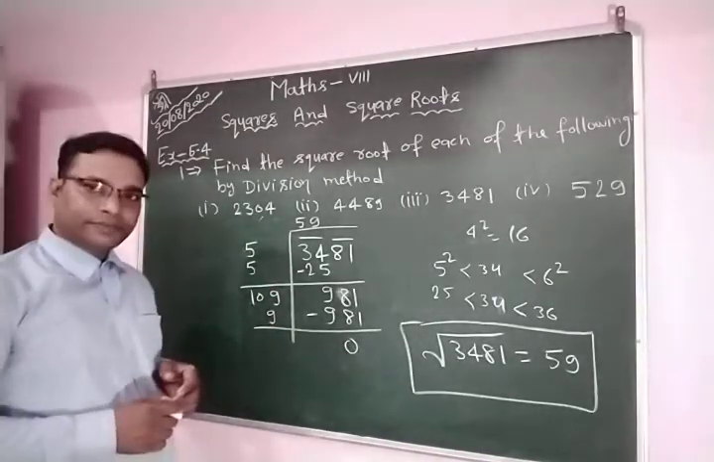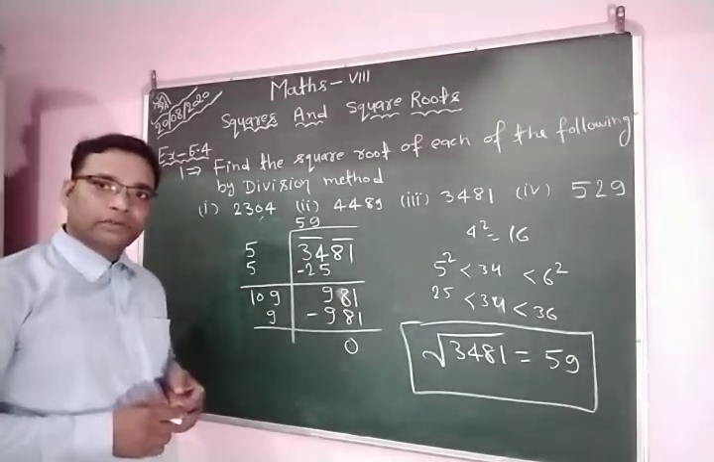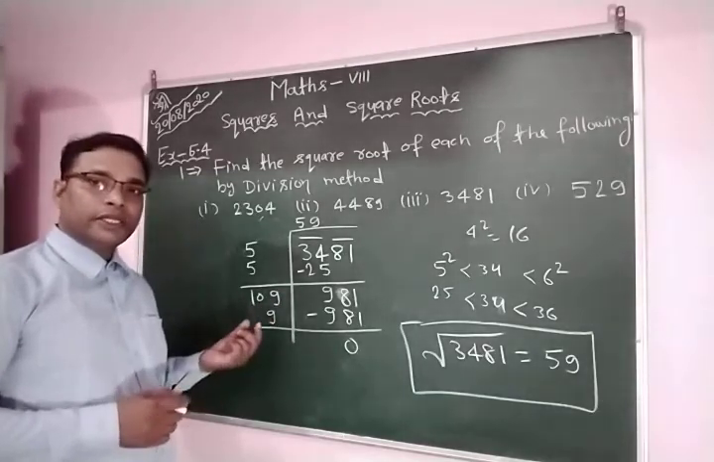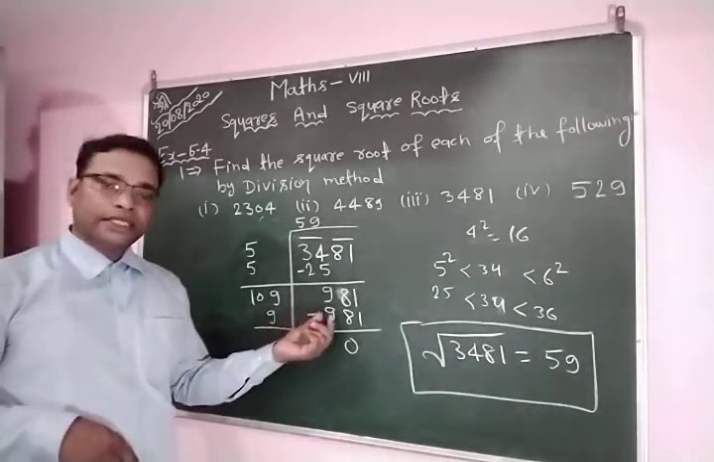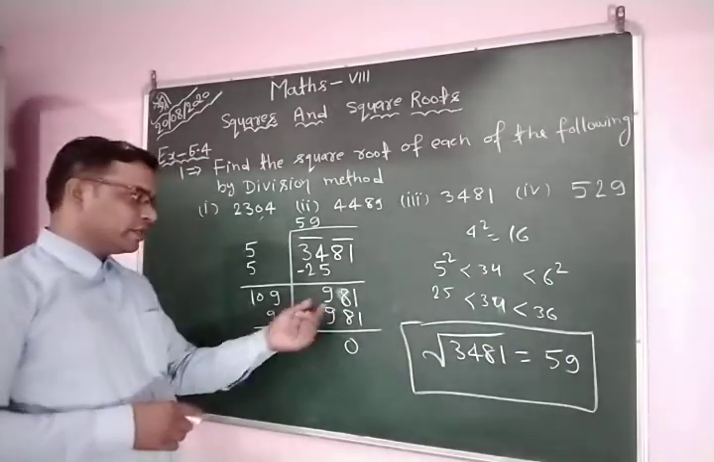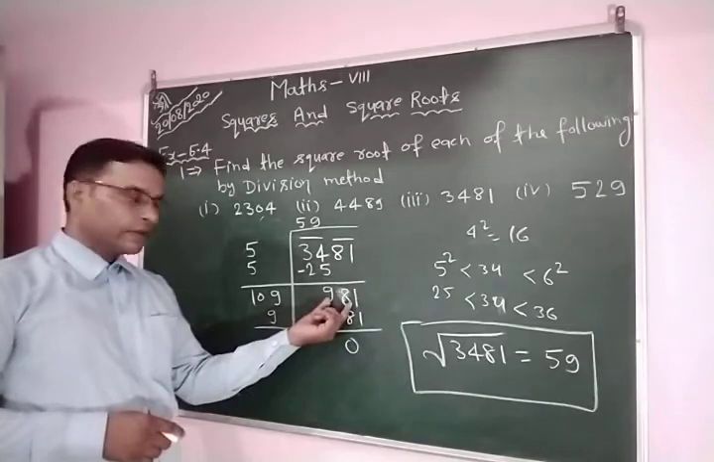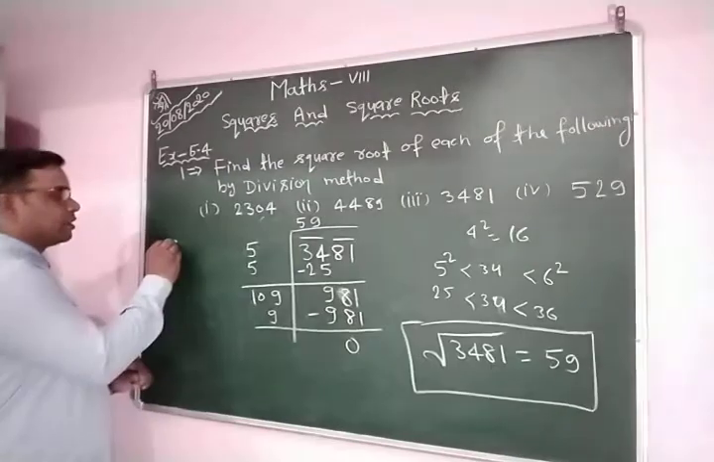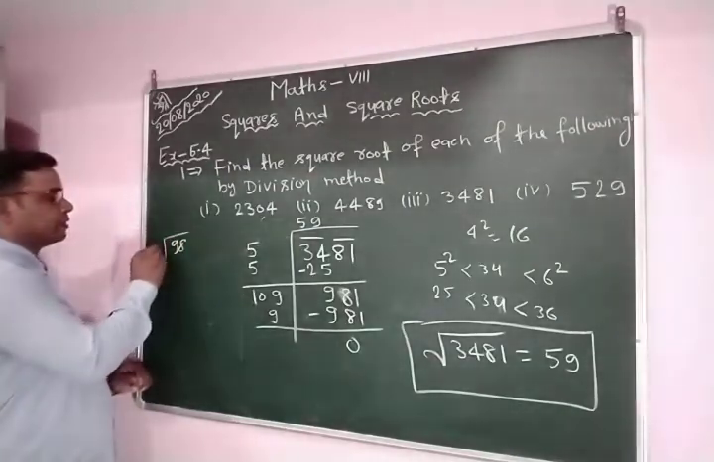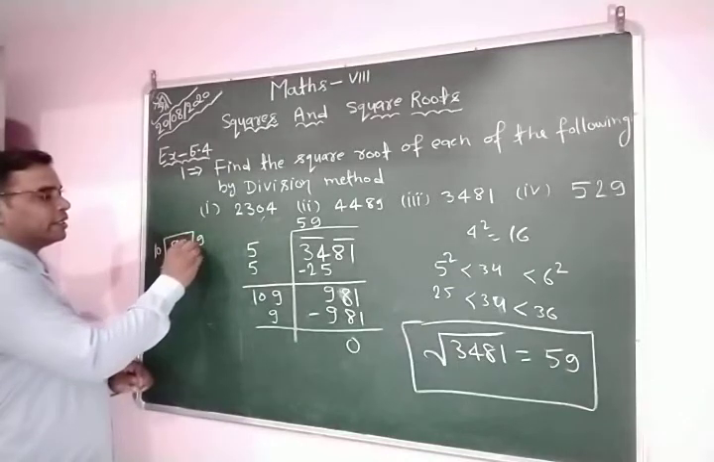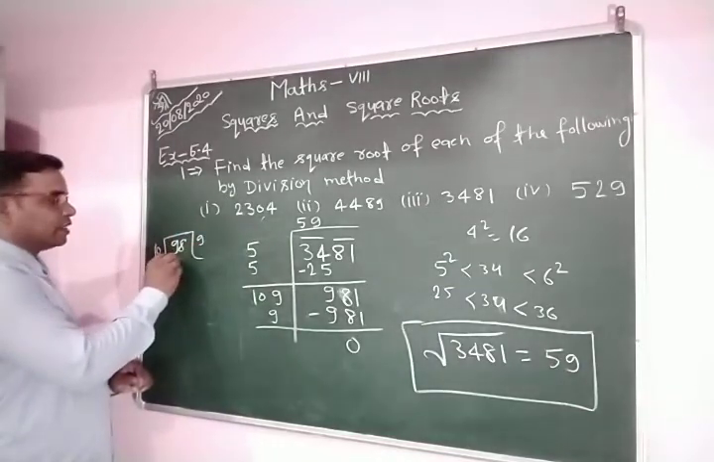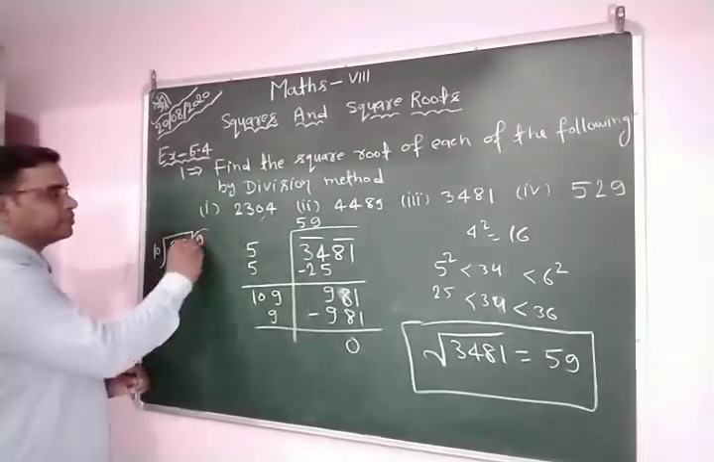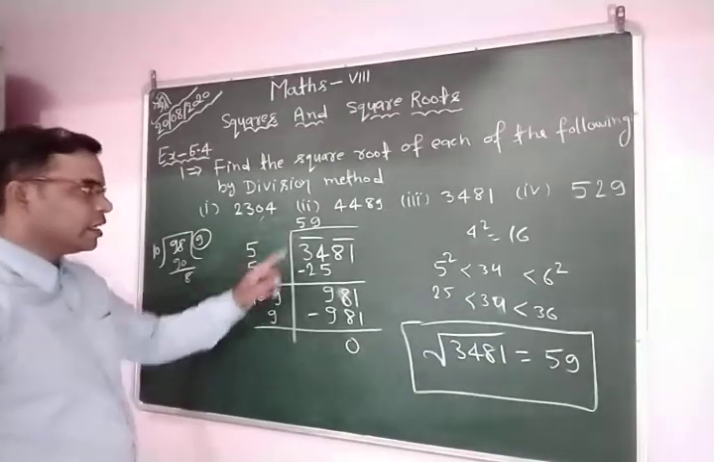So how do we select the new digit to put here? We multiply it by the new divisor, and this must be equal to or less than 981. So we take the first two digits from left to right. The two digits are 98, and if you divide 98 by 10, we obtain quotient 9. 9 into 10 is 90. The remainder is 8. So we take this quotient 9 and put it here.